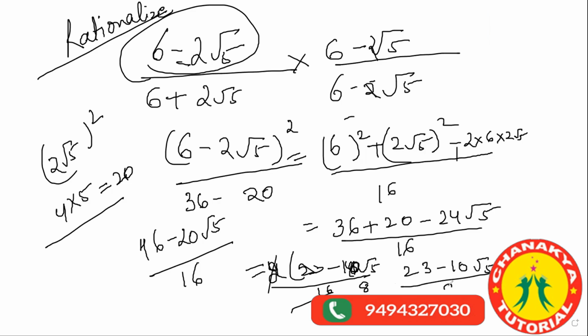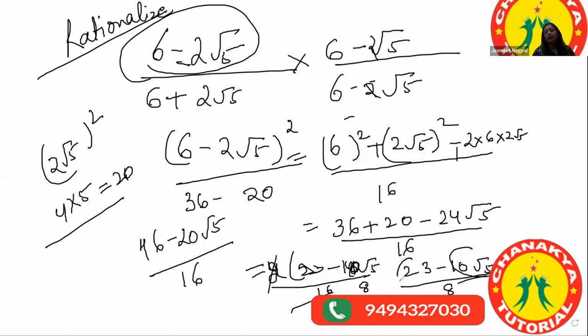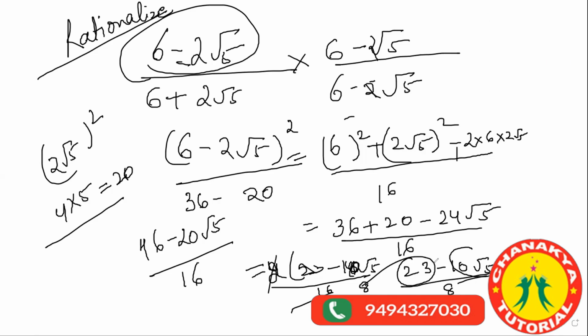Ma'am, can we simplify 23 minus 10 and make it 13? No. Because there is a root 5 with 10, but 23 is a single number. These are unlike terms, not like terms. Okay, ma'am. So you can't solve it further. So this is your final answer.